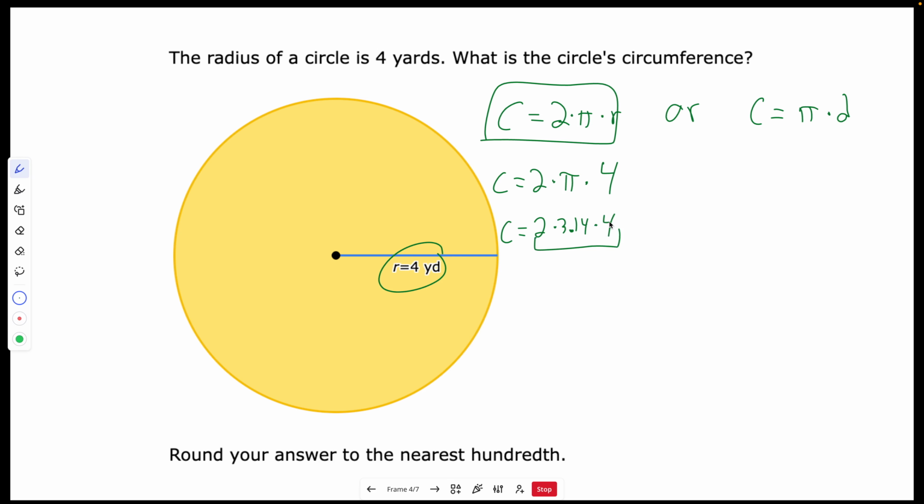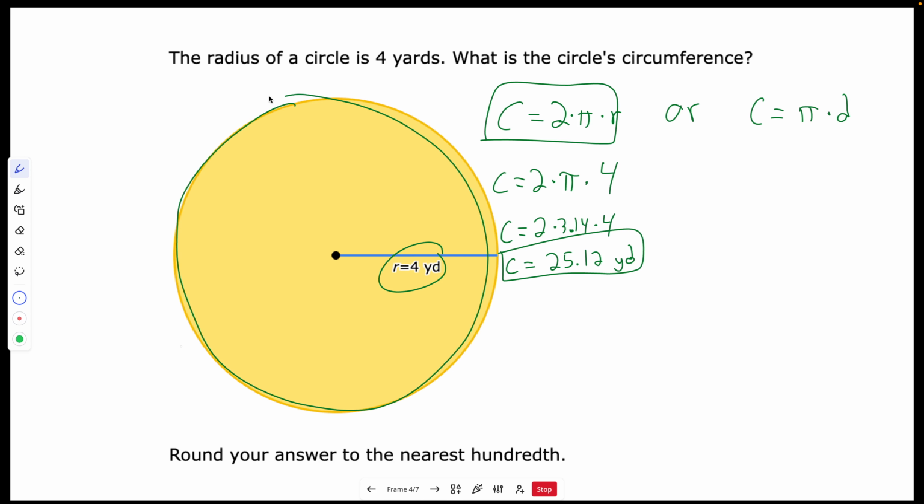This you can type into a calculator. You can do it by hand in your head, but when you do it, you should get 25.12. So the circumference is equal to 25.12 yards. And the circumference is the distance around the outside of the circle. Okay, so that distance is 25.12 yards, and it said round to the nearest hundredth. We were already in the hundredths, so we are good to go.